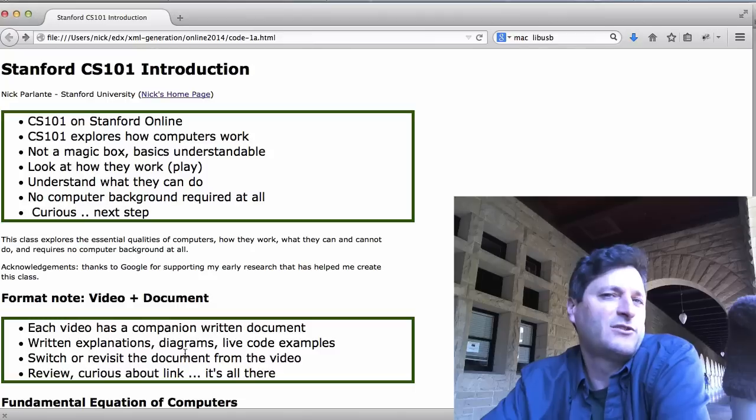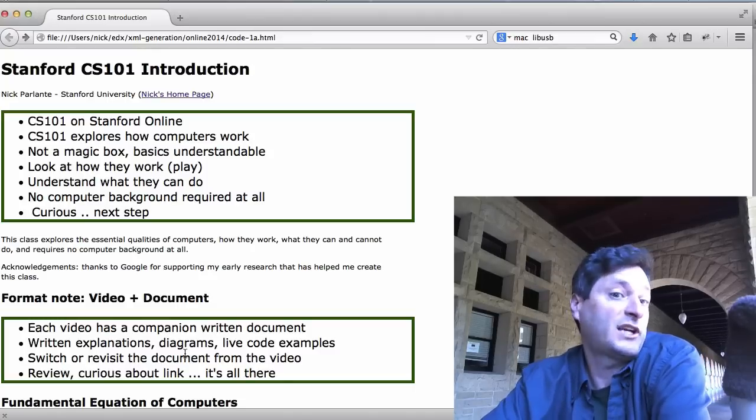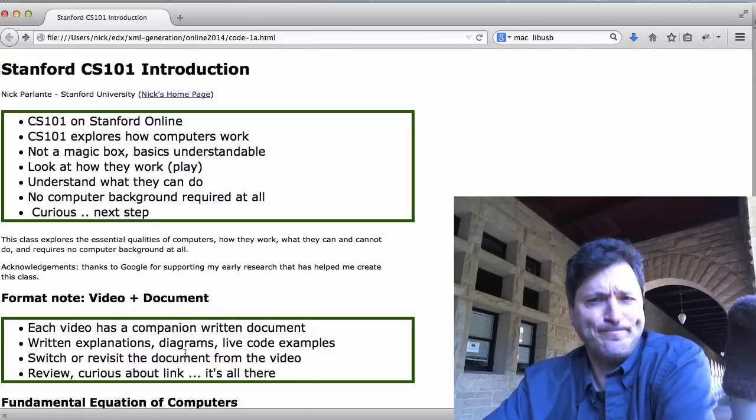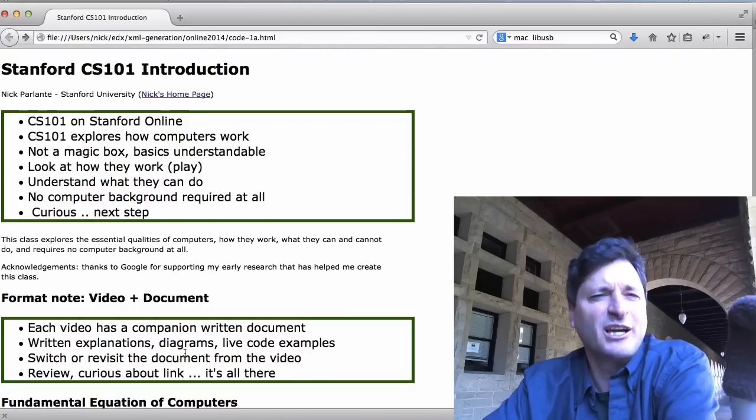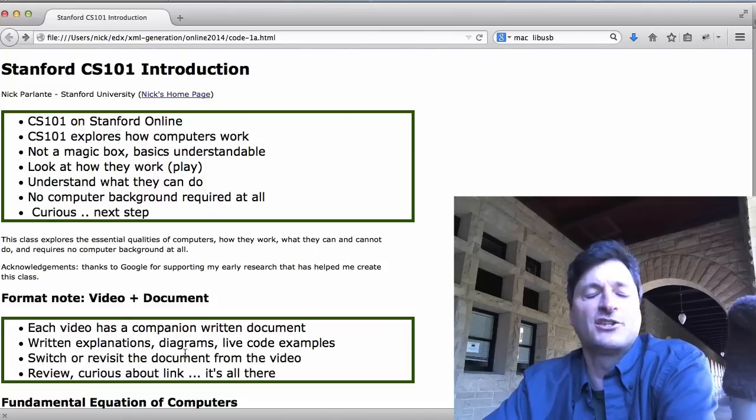And ultimately, I would like you to then understand what computers can do and what they can't do, how they fit into the world. I should say that no computer background at all is required for this course. This just assumes nothing beyond the ability to use a browser, and we're just going to work through it. So if you're curious about computers, this is a good next step. This is the right class.